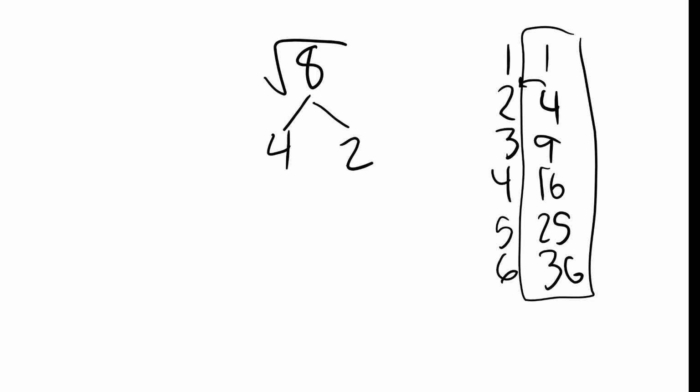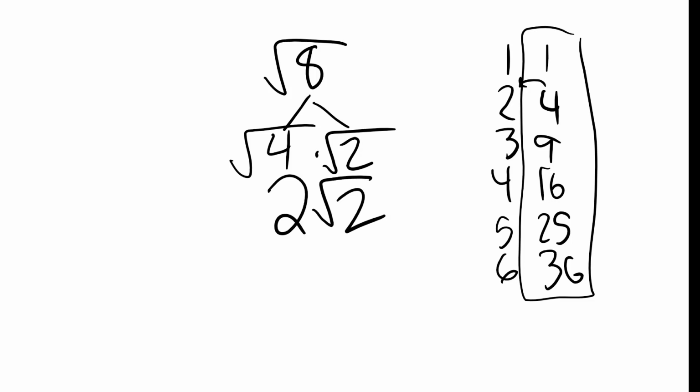And so we know the square root of 4 times the square root of 2 equals the square root of 8. And the square root of 4 is 2, and so it's 2 root 2. Now that's one way of going about doing this. There's another way to think about this, to do the exact same question, just a slightly different way.